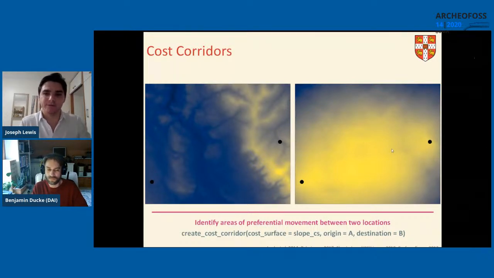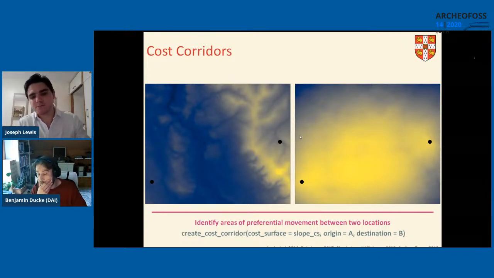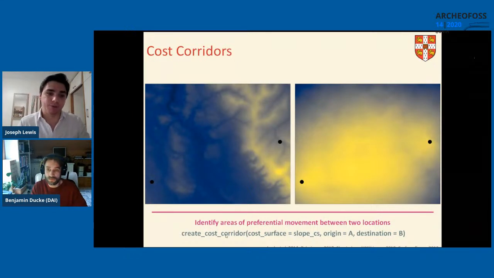And in the case here with the more yellow, that means that this is easier to walk. So you're more likely to walk, and it kind of makes sense, but you're more likely to walk through the center area here rather than walking all the way up to the top left and walking down. And this is quite easily done. So within this create cost corridor function, you specify your slope cost surface or whatever cost surface you want. You specify the origin and the destination, and then it creates your cost corridor.